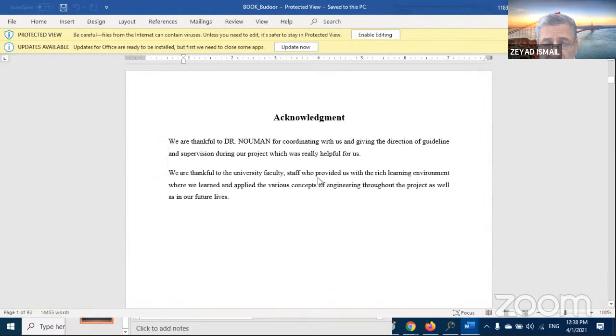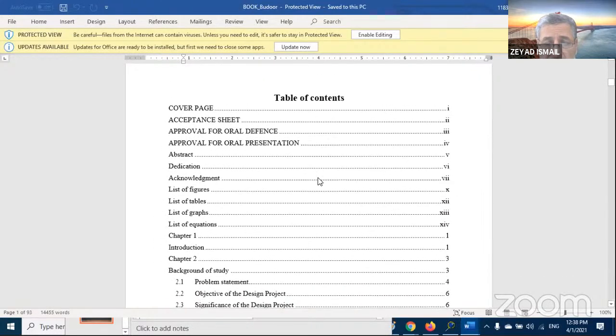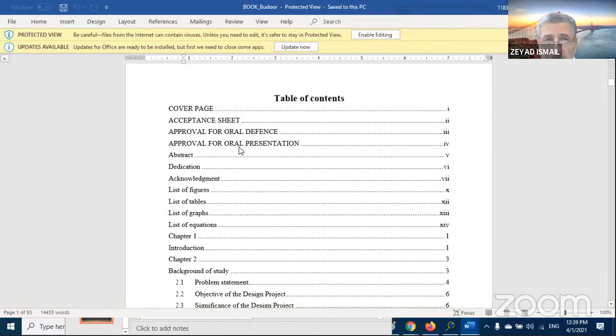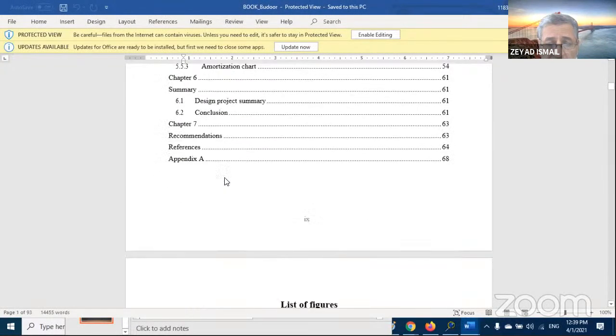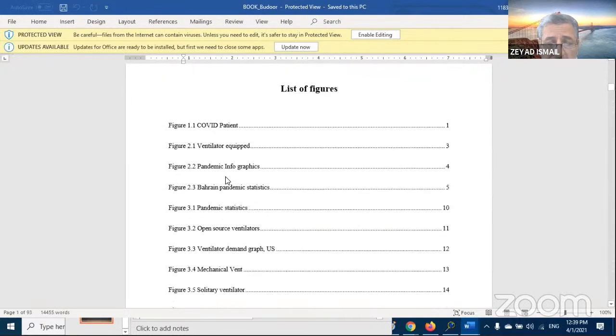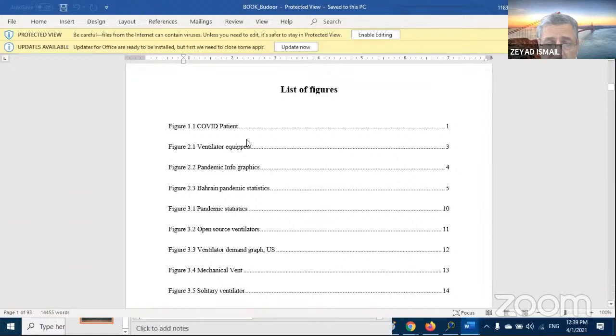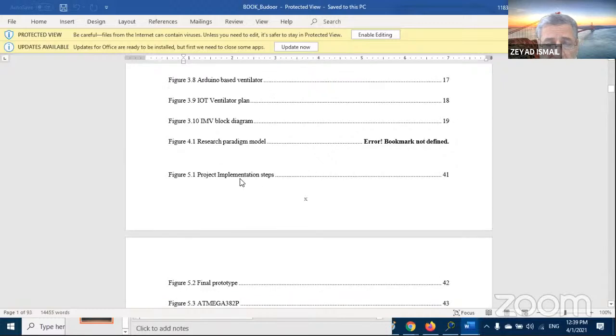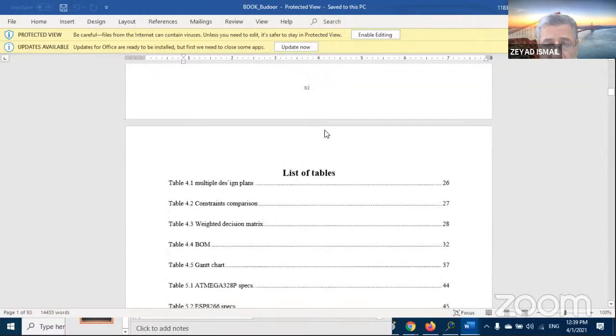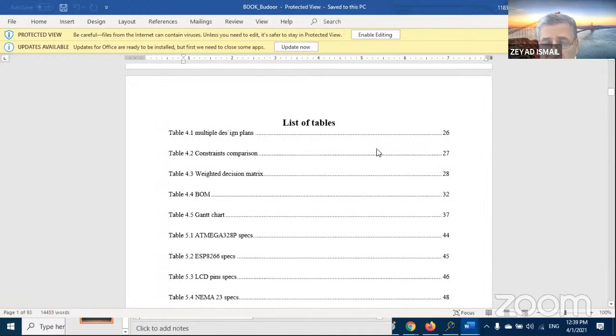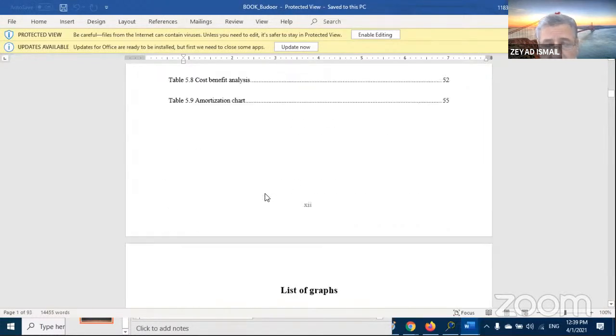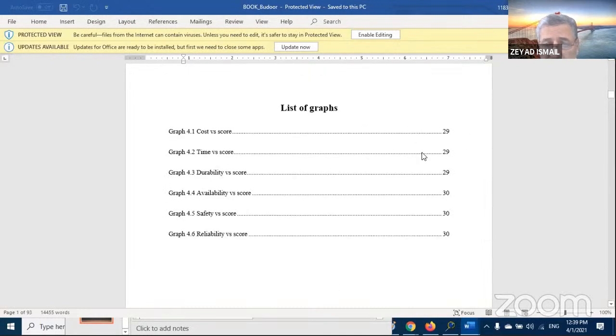Acknowledgement, and the table of contents should include all of the report structure titles up to the end, as we see here, up to chapter 6-7. Then there will be a list of figures given after that, with the pages of the figures, and a list of tables, and also the pages of these tables. A list of graphs, if they have graphs, they will give also a list of graphs.